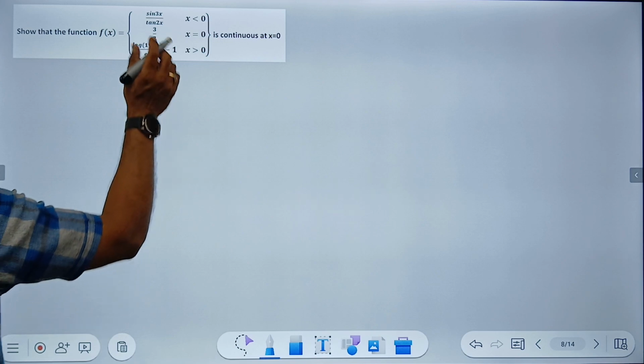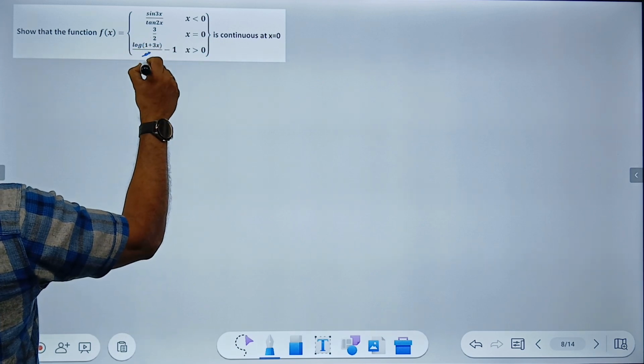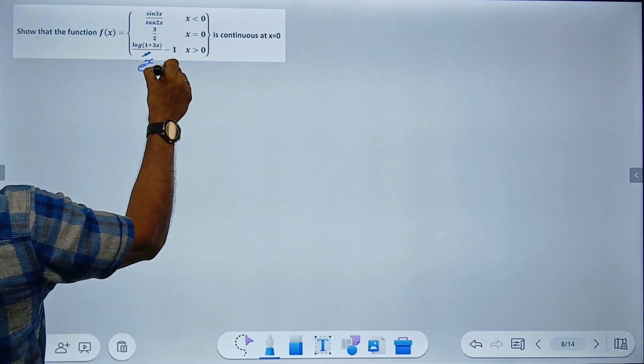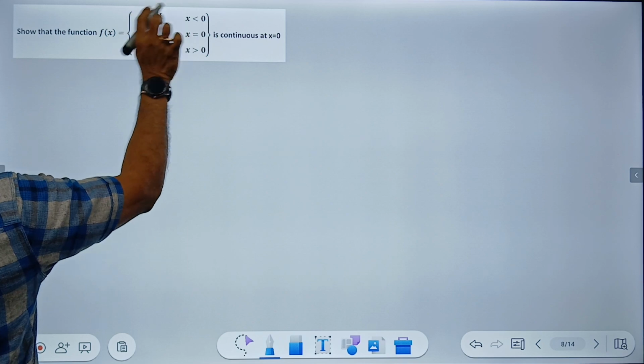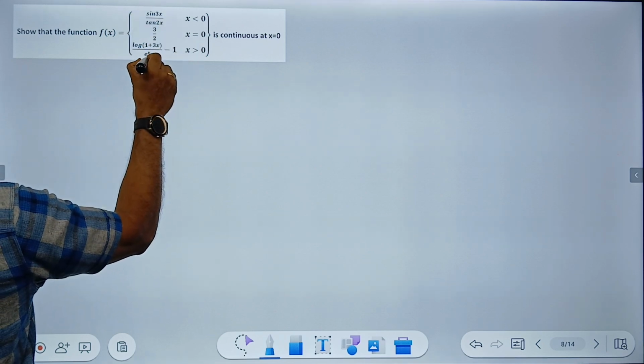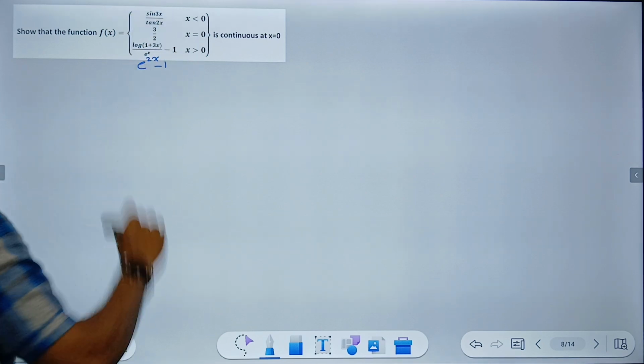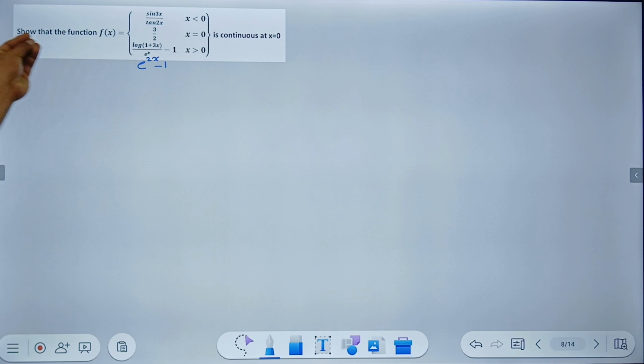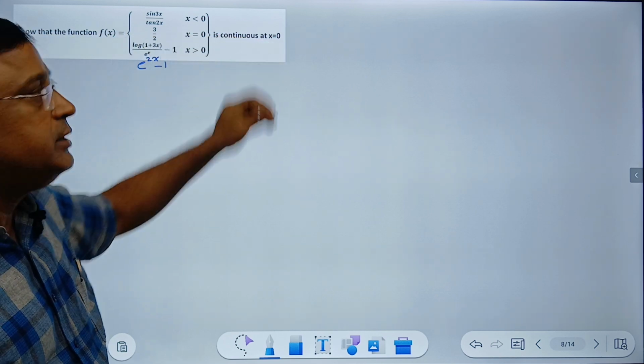Let's go to this question. Actually here there's a mistake. It should be e power 2x minus 1. Okay. It should be e power 2x minus 1. I just have a few more questions to do in continuity. I thought I'll complete that.